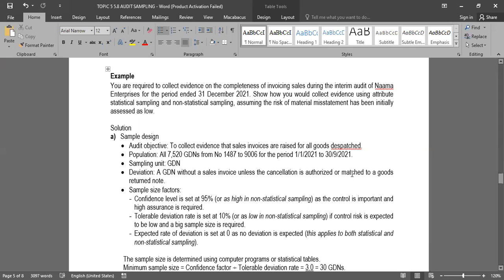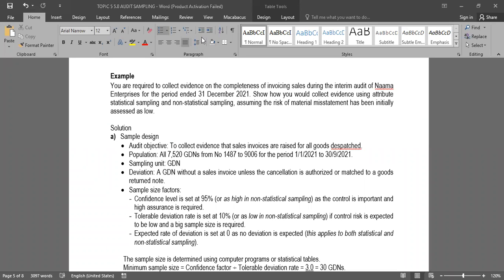Then there's the difference matched to the goods returned note. You took goods and they returned some, so you will find that the goods delivery note has more items than the sales invoice. But there's a justification that some goods were returned, so there's no deviation. The deviation comes when you're saying we delivered 20,000 bags, but the invoice says there are only 20. That difference, we ask ourselves, what is it? If it can be justified, then it's not a deviation. But if it can't be justified, then it's a deviation.